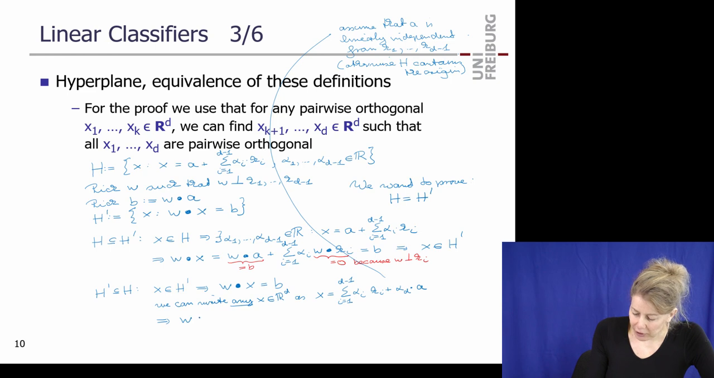So now W, let's write it the other way around, B. I now just take this thing here and plug in this X and write it the other way around. B is equal to W times this, and I pull in the W, so it's the sum of alpha i times W and A_i, plus alpha D times W times A.